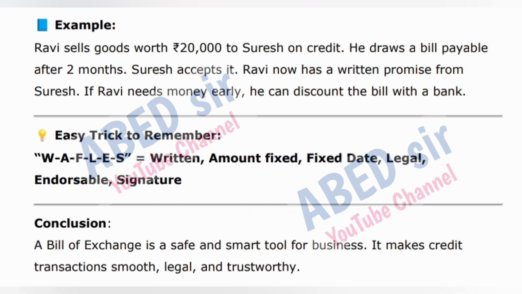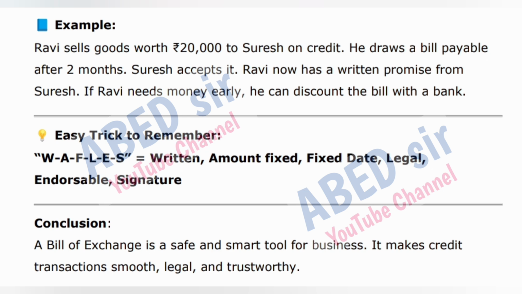Example. Ravi sells goods worth 20,000 rupees to Suresh on credit. He draws a bill payable after 2 months. Suresh accepts it. Ravi now has a written promise from Suresh. If Ravi needs money early, he can discount the bill with a bank.